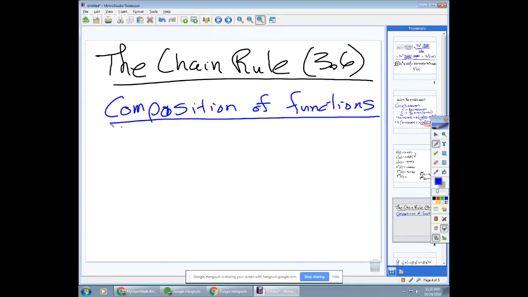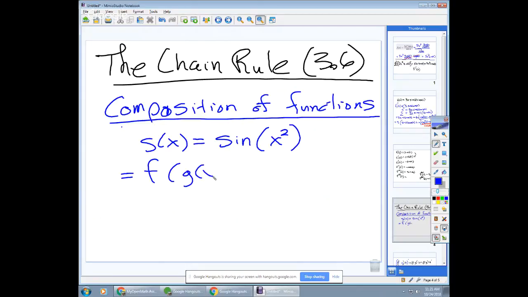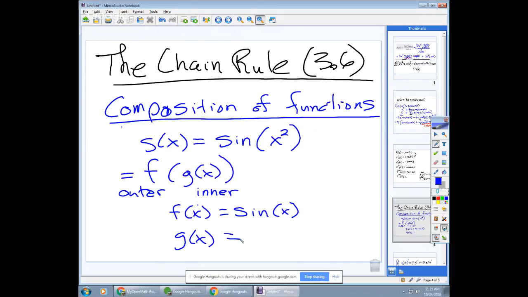So an example of this would be, suppose I had the function, I'm going to use f and g, let's call it S of x. And S of x is the sine of x squared. So here I have a function within a function. So I would say this is f of g of x. So we have this outer function and we have this inner function. In this case, my f of x is the sine of x, and my g of x is x squared.